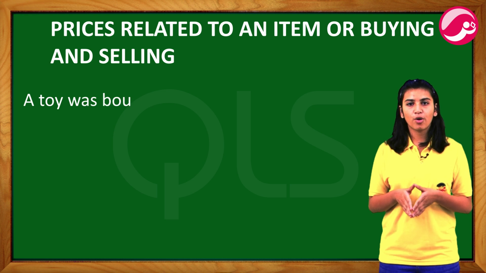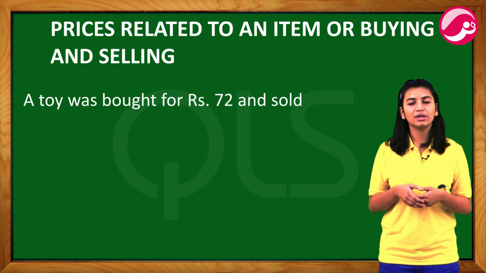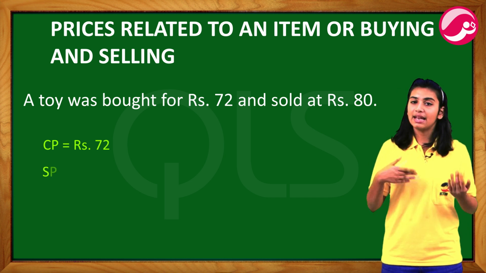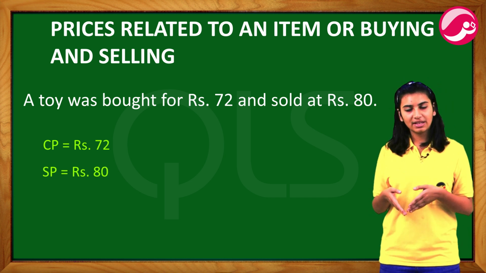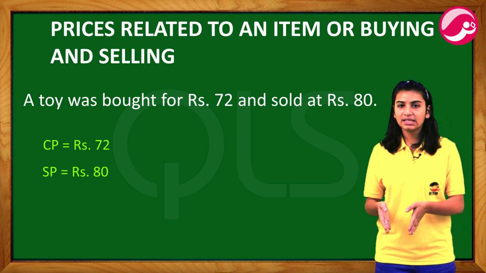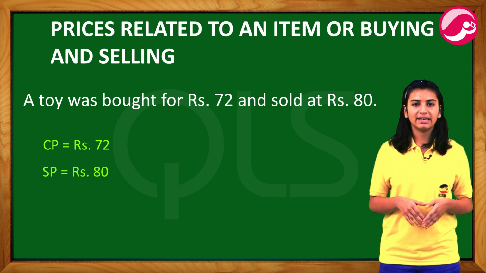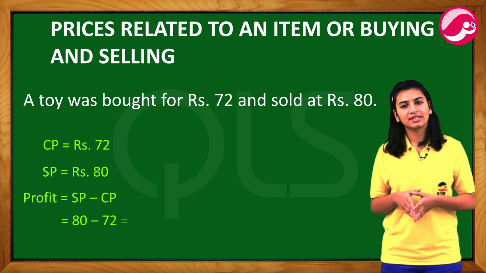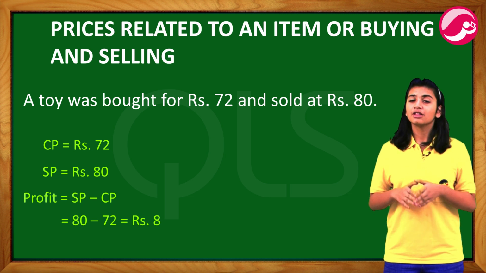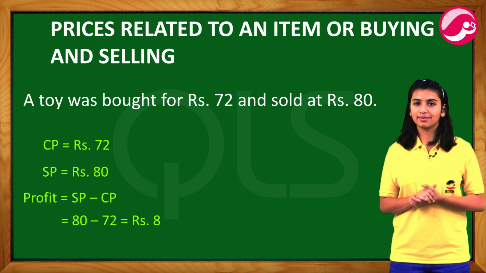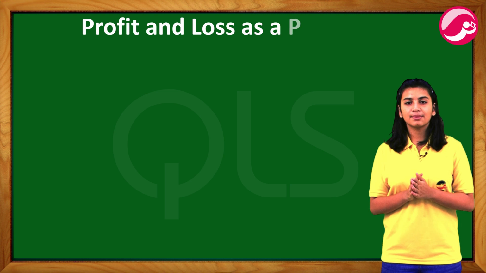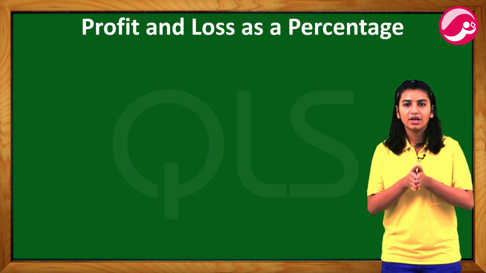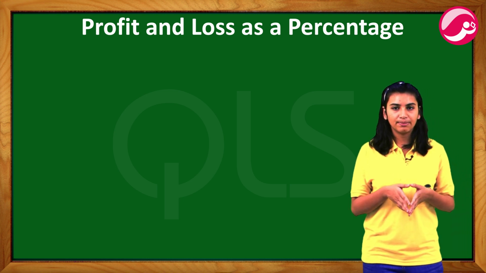A toy was bought for 72 rupees and was sold at 80 rupees. The buying price is 72 rupees. The selling price is rupees 80. This means SP is more than CP. Hence, the profit made is SP minus CP, which is rupees 80 minus rupees 72 is equal to rupees 8. The profit made was rupees 8. Profit and loss as a percentage. The profit or loss can be converted to a percentage. It is always calculated on CP.